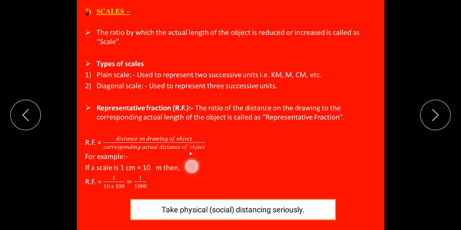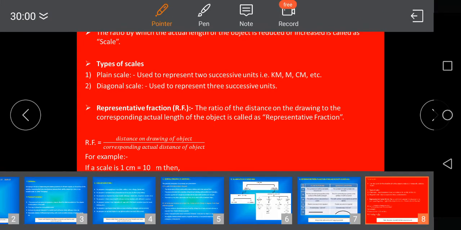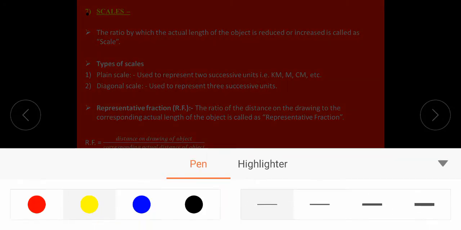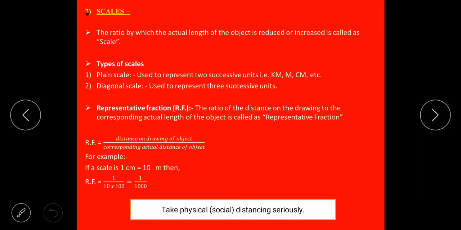For example, if a scale is 1 centimeter is equal to 10 meter, then our scale is 1 centimeter is equal to 10 meter, and we have to find the representative fraction of this scale. 1 centimeter is equal to 10 meter.